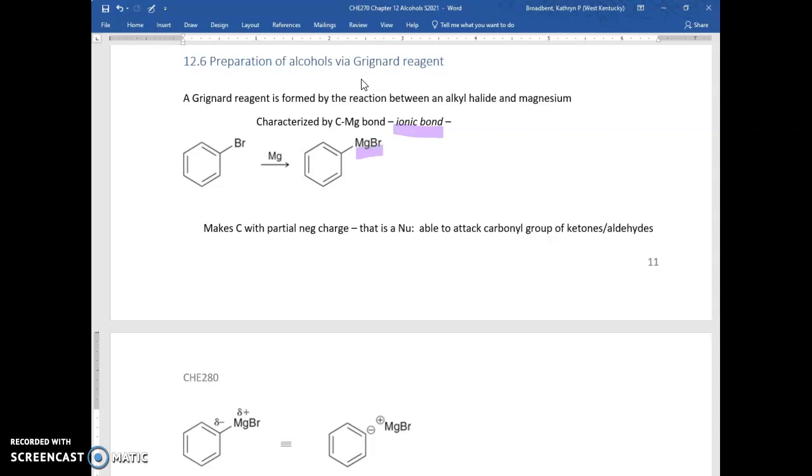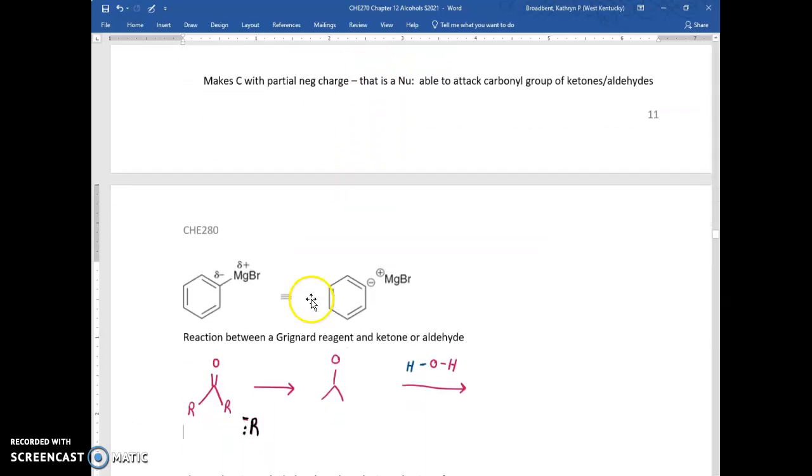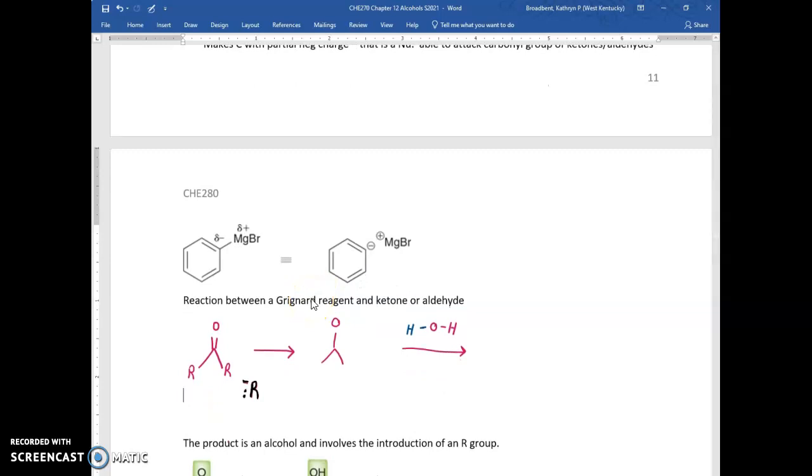And it looks like this. It makes a carbon with a partial negative charge, and it makes it a nucleophile. The carbon becomes a nucleophile and is able to attack a carbonyl group of ketones and aldehydes. So this is what we end up with: a negative charge here, and that negative charge can form a carbon-carbon bond. So that's why I thought this was the more interesting one. You're not only going to make an alcohol, you're going to make a carbon-carbon bond.